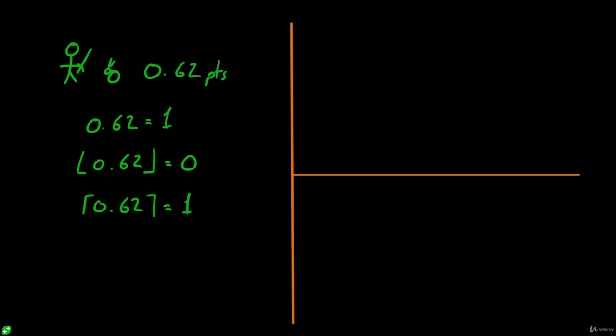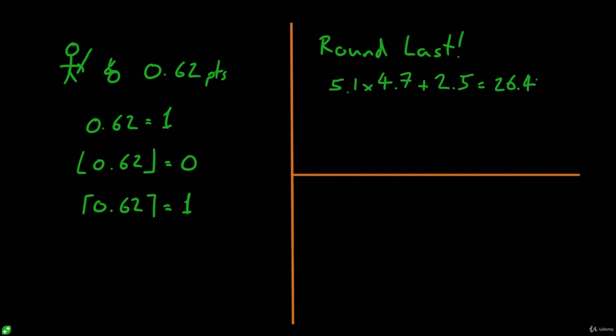With all that said, one thing to note at this point is that whenever you're doing a calculation of any kind, you should always perform the rounding last. Otherwise, you can start to introduce small errors and they compound over time. For example, let's take 5.1 times 4.7 and then add 2.5 to that. If we do that sum, then it gives us 26.47, and if we round that, then we get 26.